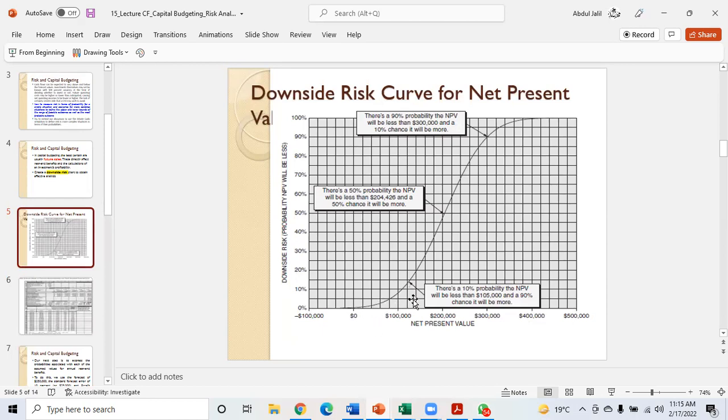What is the probability that you may have $1 lakh income or sales revenue or net present value? What is the probability you may have 2 lakh? Sorry.